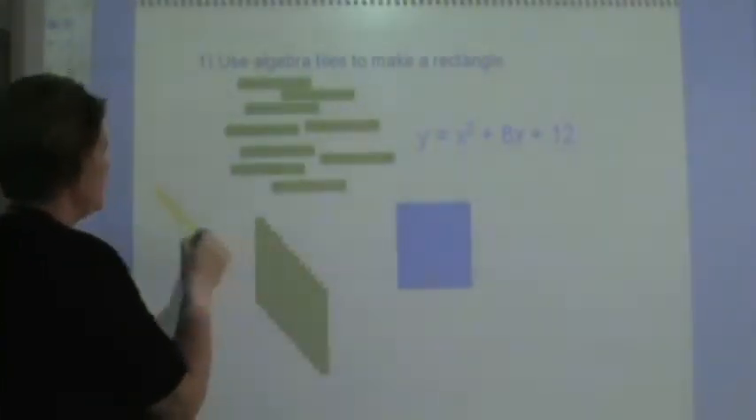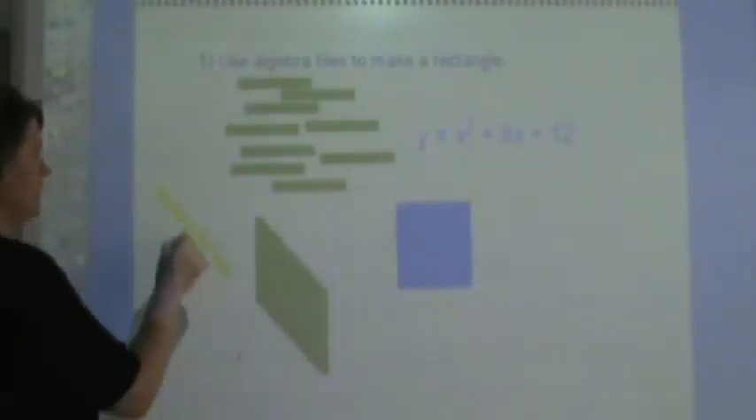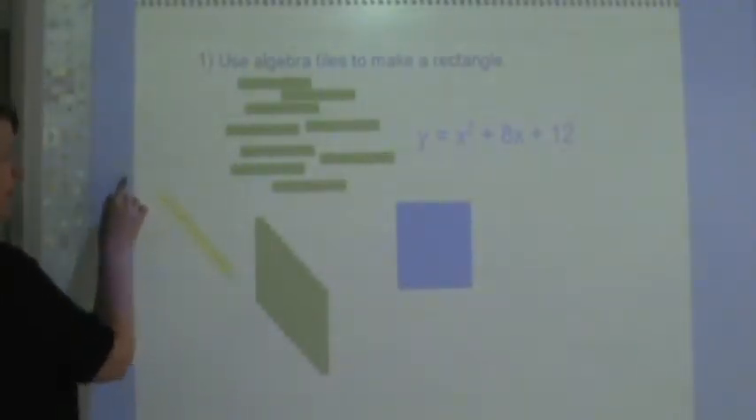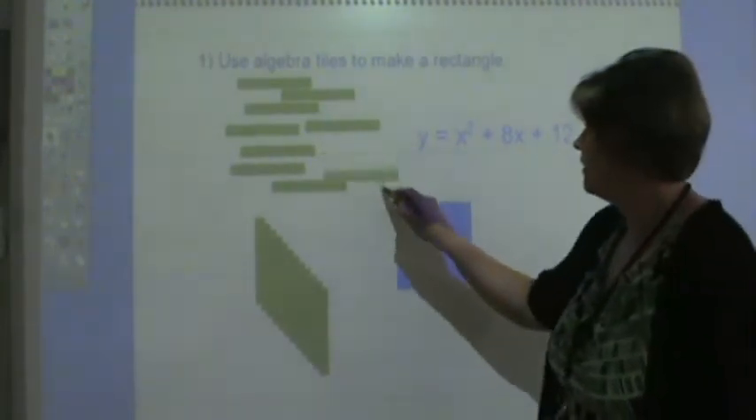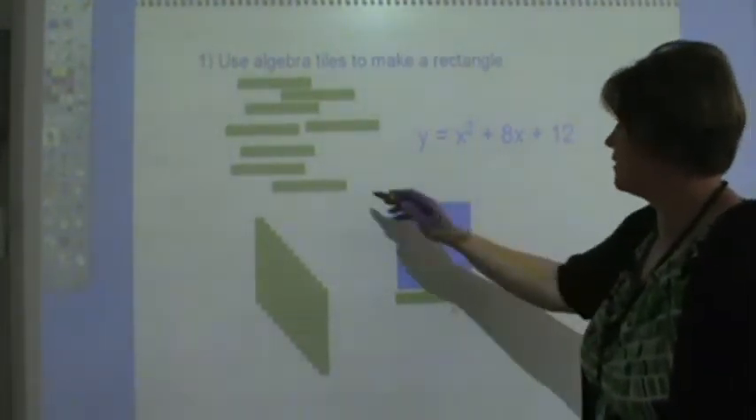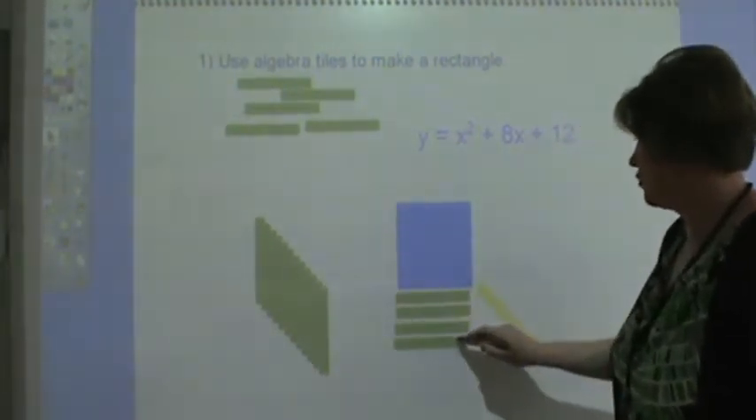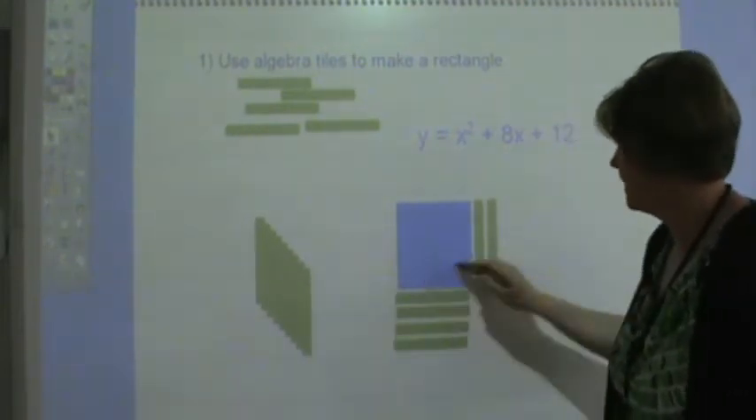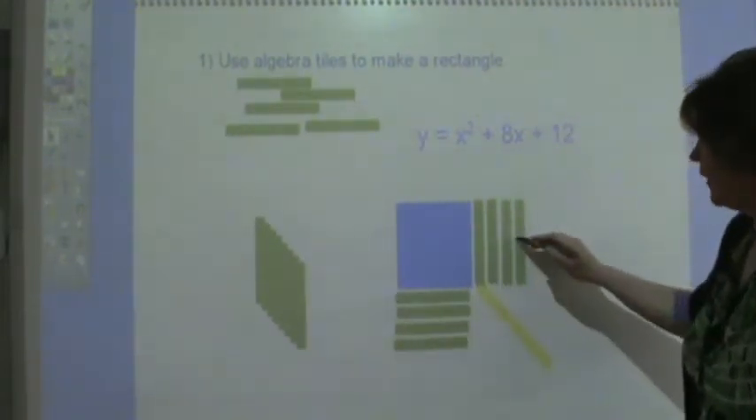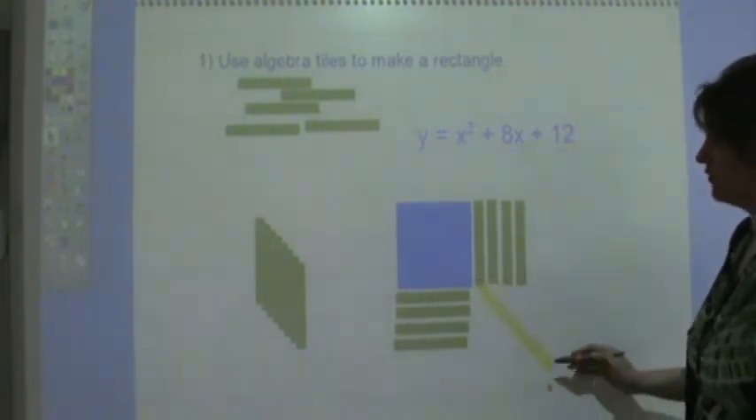We know we need one of these, and we know we need all 12 of these. We know we need all of those. We just don't know how many of these we're going to need. Well, we need 8 total. So let's try 4 and 4. Well, if I do 4 and 4, I'm going to need 16 yellows in there, right? And I only have 12, so that's not going to work.